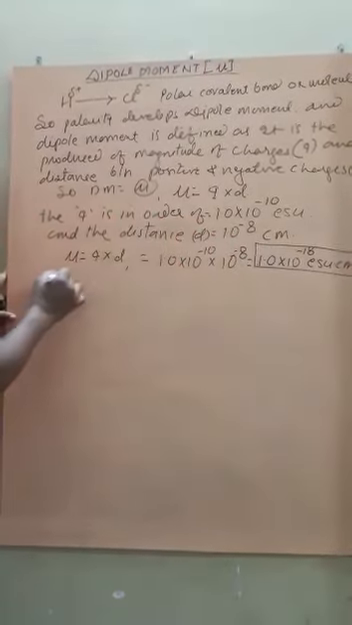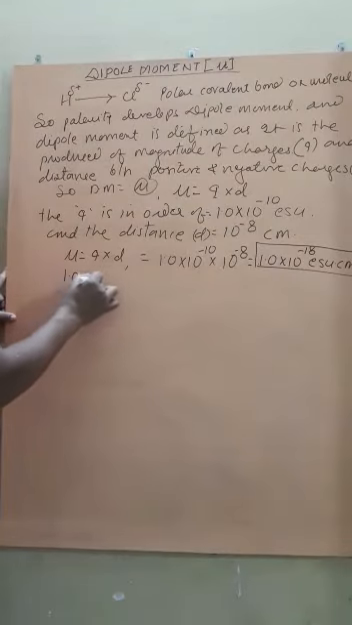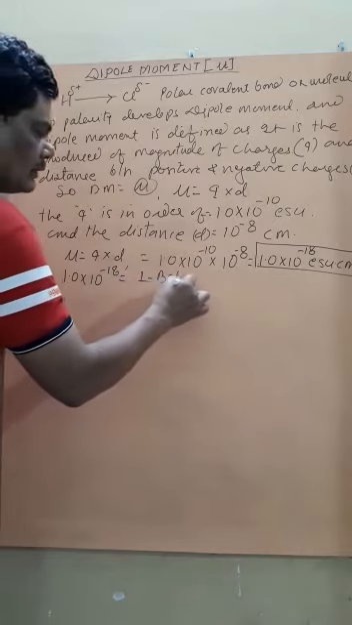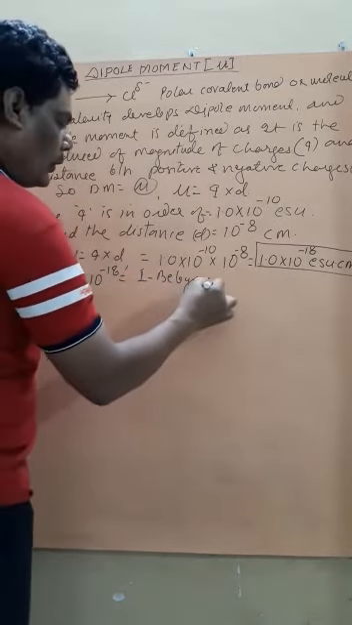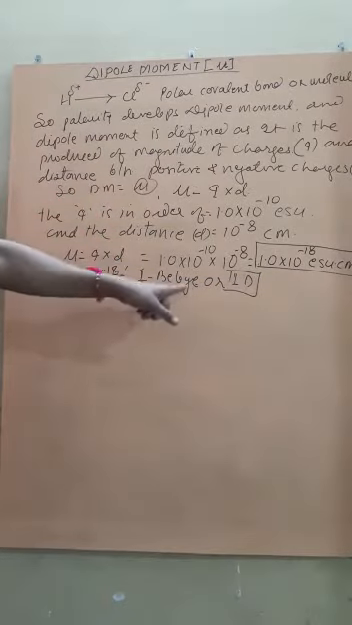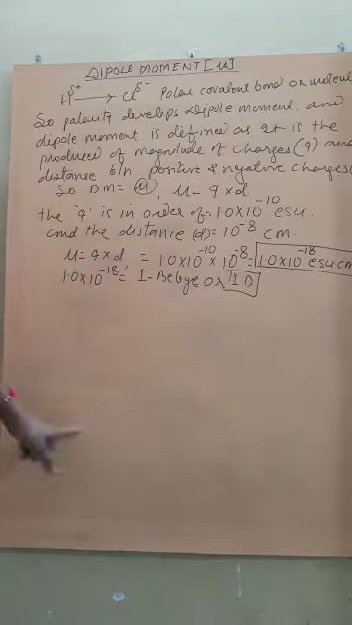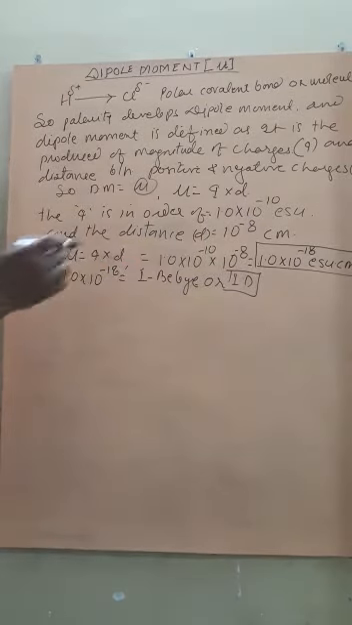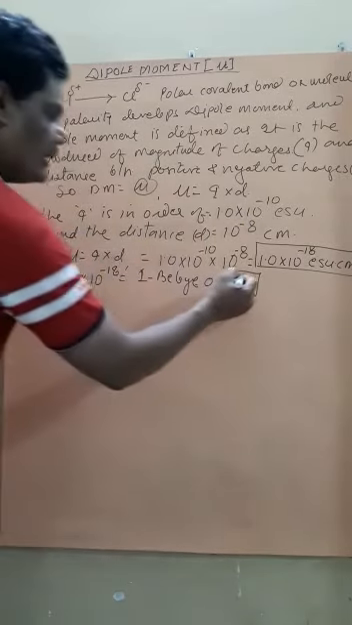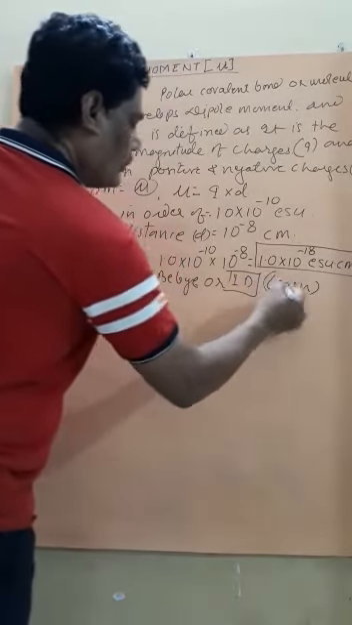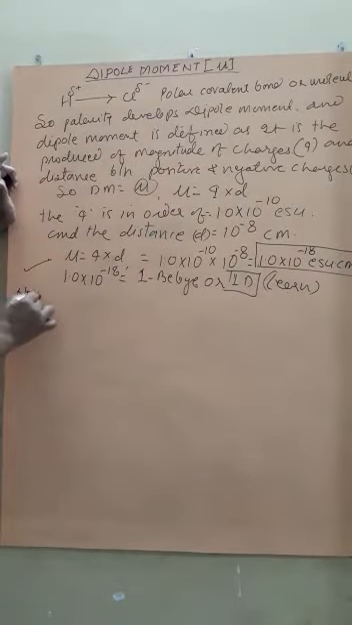Okay, this number, 1.0 into 10 to the power minus 18, is called 1 debye, or 1 D. D stands for debye. That becomes the unit. Are you getting? 1.0 into 10 to the power minus 18 is called 1 debye. So you have to learn this value. Learn it.